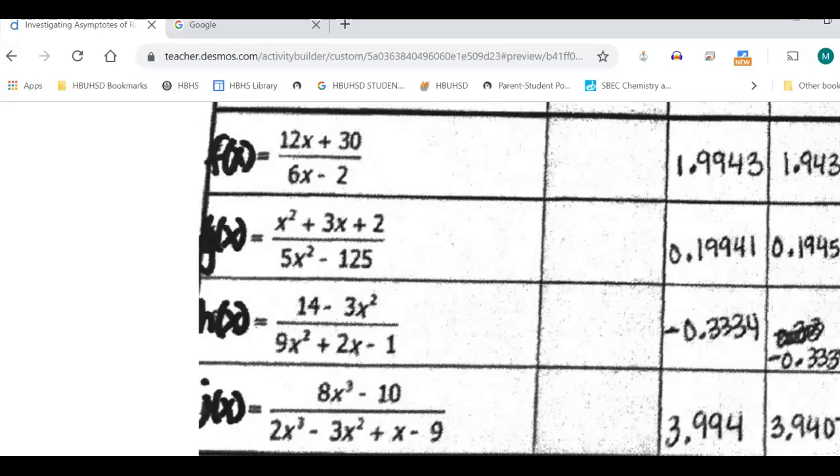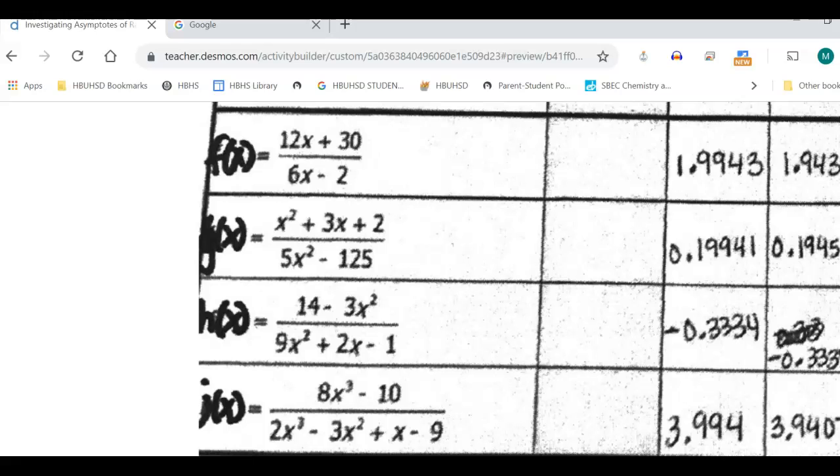So what she said is look at them and look at the lead coefficients if it was written in standard form, like that piece with the highest power, right? So the highest power here is 12x and 6x. 12 divided by 6 is 2, and this one approached 2. Okay? Here, 1 divided by 5 is 1/5 or 0.2, and that's what this one approached. Here, it's not written right, but the lead coefficient would be -3. -3 over 9 is the same as -1/3 or -0.3 repeating. And here, 8 over 2 is 4.